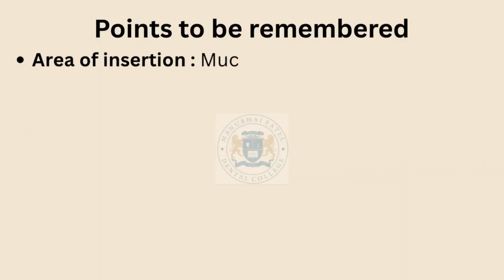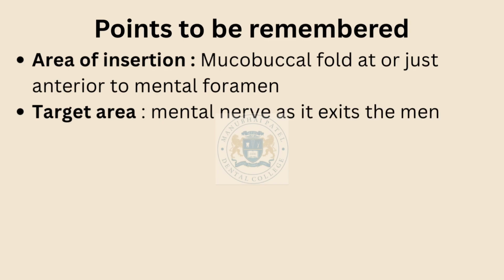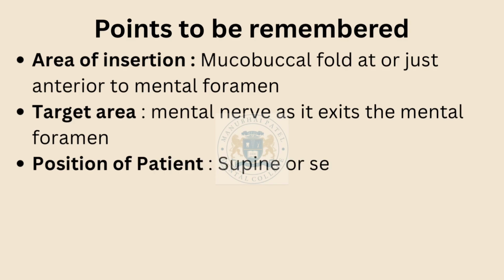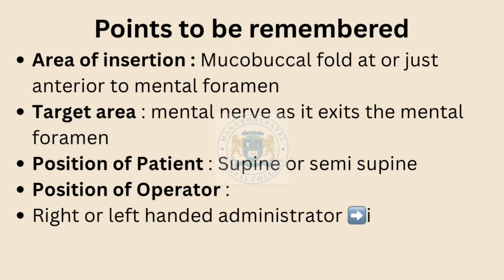Important points to be remembered. First, area of insertion, which is at the mucobuccal fold at or just anterior to the mental foramen. Second is target area, which is the mental nerve as it exits the mental foramen. Third is position of patient, which should be supine or semi-supine. Fourth is position of operator. For a right or left-handed administrator, it should be in front of the patient.